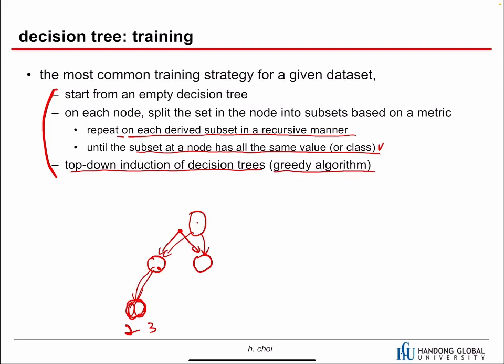It's a kind of greedy algorithm. From this node, we find the best feature, and then split. And in this node, we find the best feature with a threshold, and then split. So every time we find the best option and then split. That's a greedy algorithm. It means when we split here, we don't care about this node at all. Every time we find the best option, the best strategy.